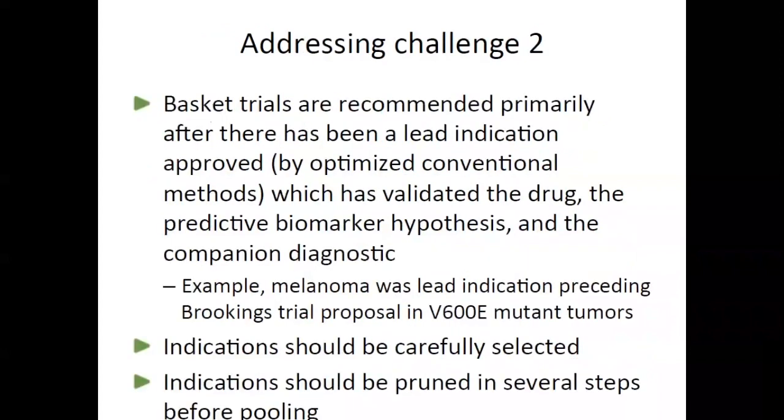So, first of all, we recommend for this challenge that it would be good to have already had a lead indication that was approved by conventional methods, which has validated the drug, the predictive biomarker hypothesis, and the companion diagnostic. Now, for vemurafenib, they had that melanoma, but yet they still would have gotten into trouble, so this is not risk-free. The indication should be carefully selected, and the indications, as I outlined, should be pruned in several steps before pooling.